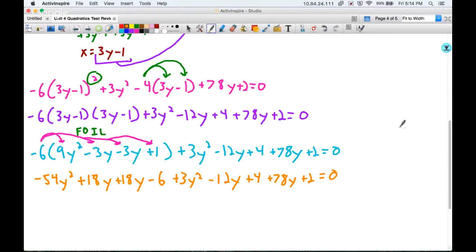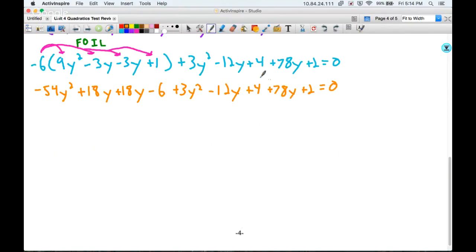All right, so now we got everything expanded out, everything distributed. Now I'm going to start combining like terms. And as I combine like terms, I'm just going to cross them out so I make sure I get all of them. Let's see, I'll do all my y squared terms. I've got a negative 54, a positive 3. I combine those and I get a negative 51y squared.